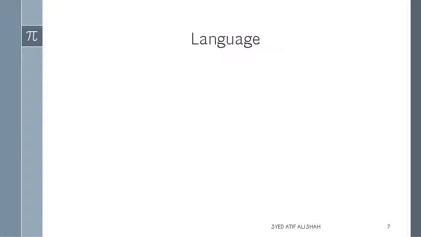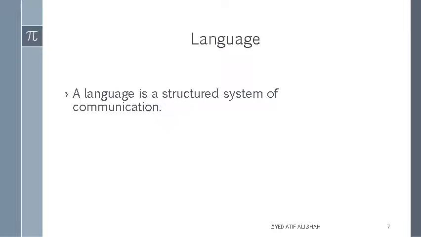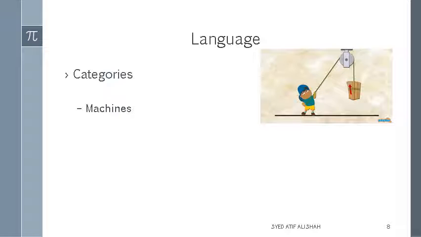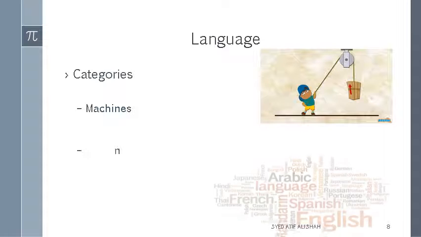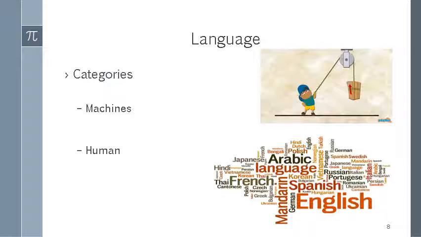Now we will discuss the main topic, that is the language. By definition, language is a structured system of communication. But in our course, we will say that language is the input of the machine. Language is categorized into two main categories: the language used by machines and the language used by human beings, that is English, Urdu, French and so on.